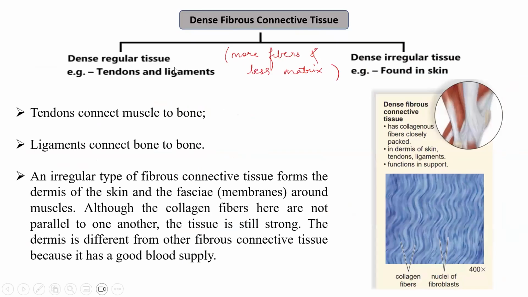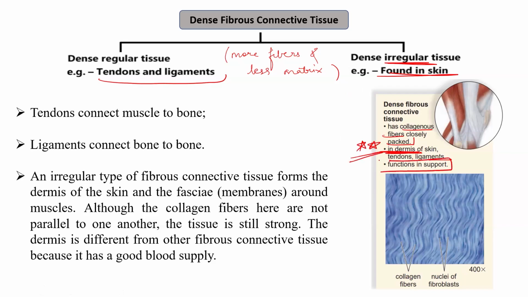That is the dense regular tissue, which is tendons and ligaments, and dense irregular tissue, which is found in the skin. So dense fibrous connective tissue has collagenous fibers which are closely packed, therefore it is highly dense. It is fibrous because of the presence of a large amount of fibers. It is found in the dermis of skin, tendons and ligaments.